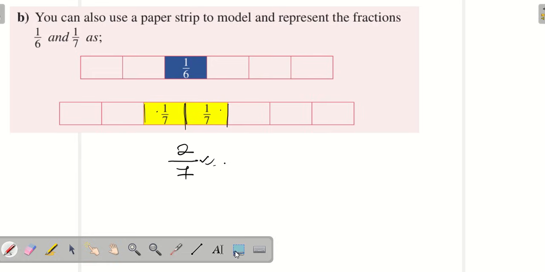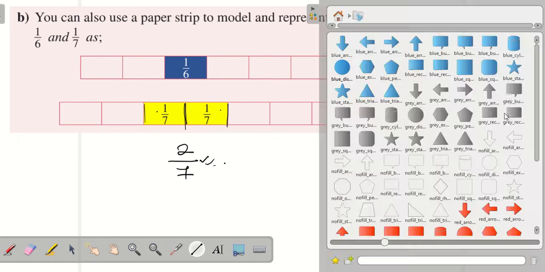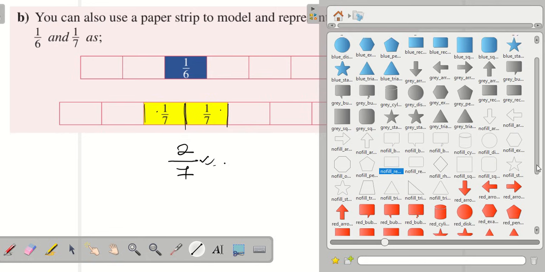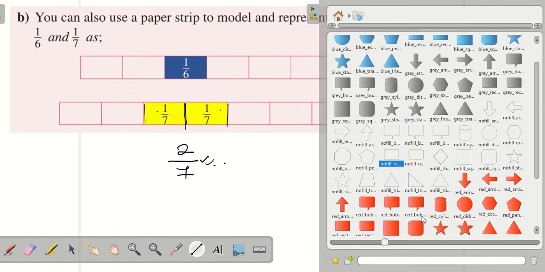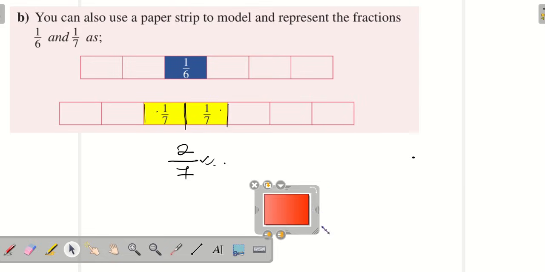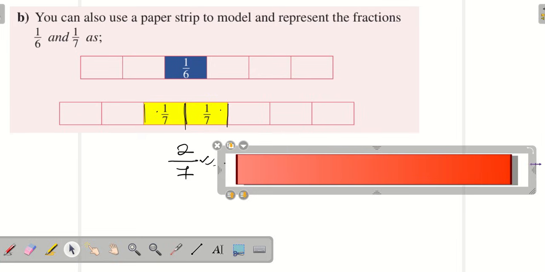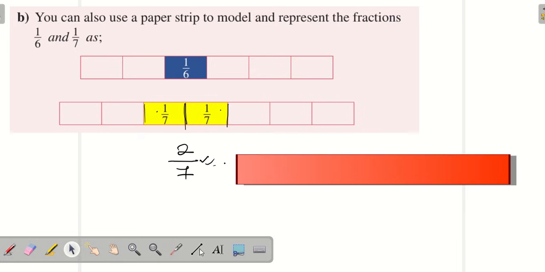Now it's your time to also try this. Let's say you have a rectangle. Let me use a shape for my rectangle. So let's say we have this rectangle. Let me divide the rectangle into some parts for you.